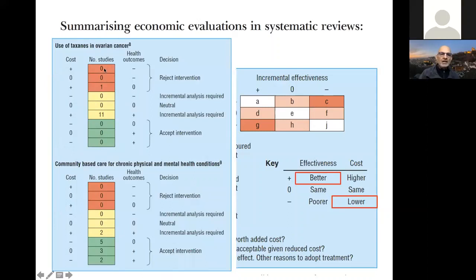You can throw in some color coding if you wish. And you can state for each category of finding, the cost is high, the outcome is poorer, there are zero studies. On the other hand, the cost is low and the outcome is better. And then you can use the color coding green. So nowadays, because journals are happy to publish graphs with color, take advantage of it and use it in a manner that helps with interpretation.